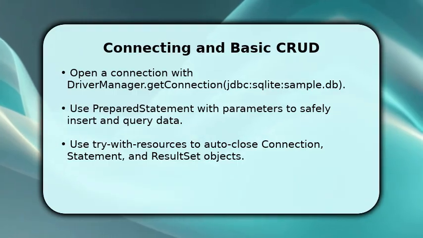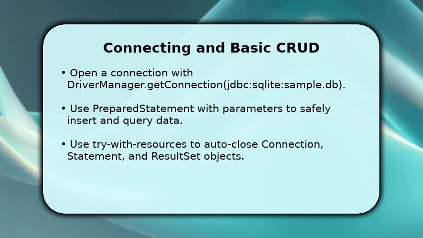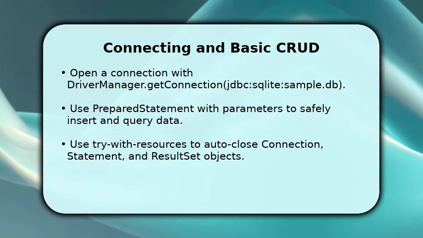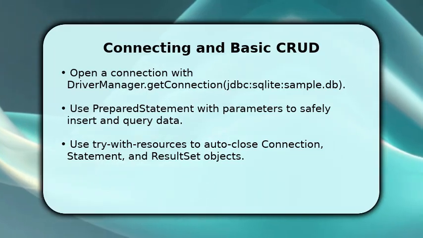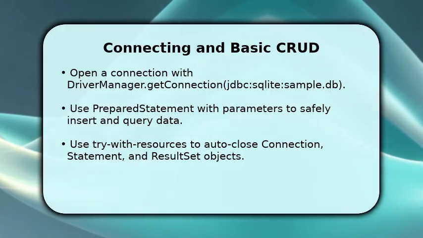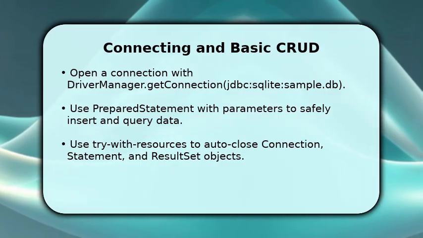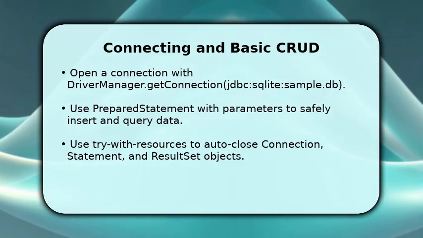Execute inserts and updates with executeUpdate, and retrieve rows using executeQuery with ResultSet iteration. Convert ResultSet columns using getString, getInt, or getDouble as appropriate. Commit or rollback transactions explicitly when you disable auto-commit for multiple related statements.